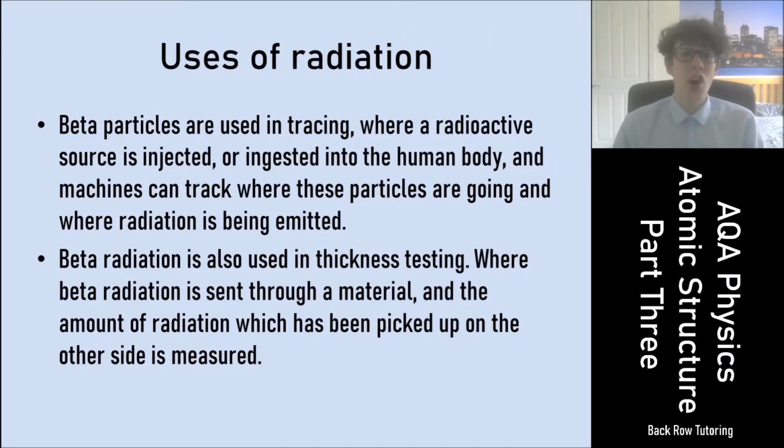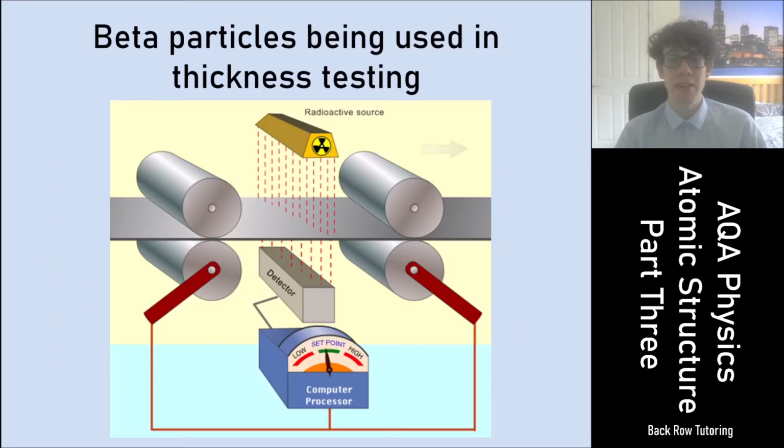Beta particles are used in tracing, where a radioactive source is injected or ingested into the human body, and machines can track where these particles are going and where radiation is being emitted. Beta radiation is also used in thickness testing, where beta radiation is sent through a material and the amount of radiation which has been picked up on the other side is measured.